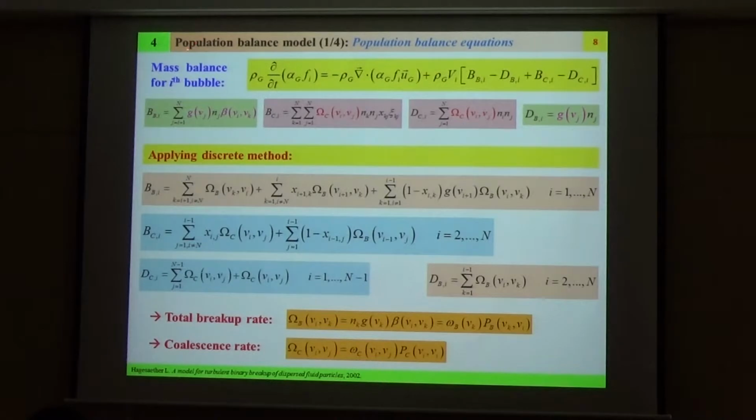This slide shows the population balance model with the mass balance of each bubble class. In this model, we only consider the interaction between two bubbles, with birth and death by breakup and birth and death by collisions.